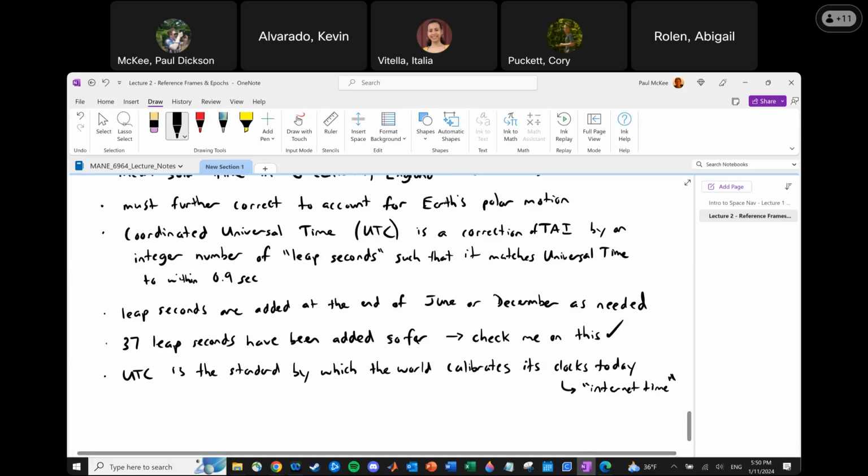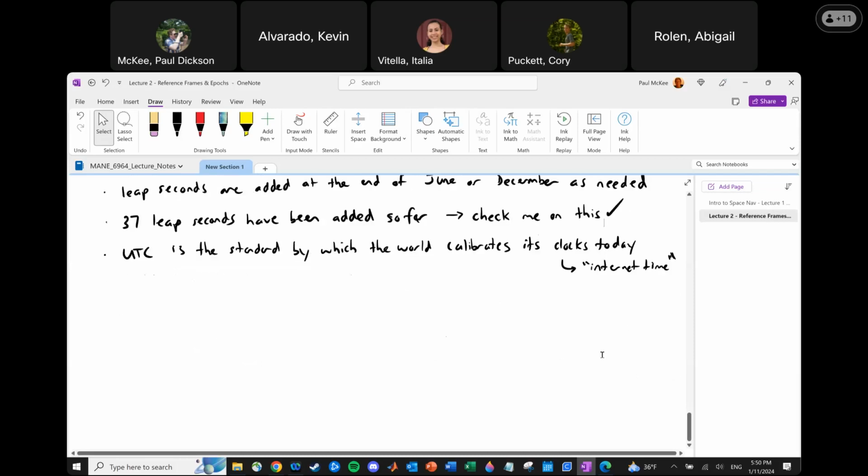So UTC is the standard by which the world calibrates its clocks today. So when you're playing around with your laptop and you're saying that you live in the Eastern time zone, it'll say UTC -5. That's basically the idea. Okay. So we're almost done talking about time. We've got 2 more bullet points on time, and then we're going back to reference frames.